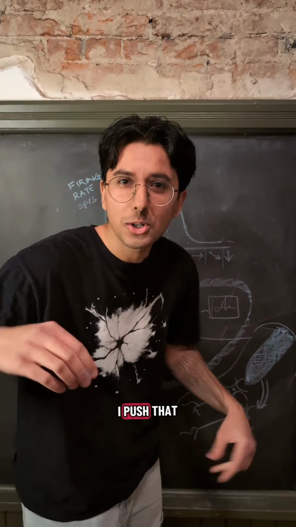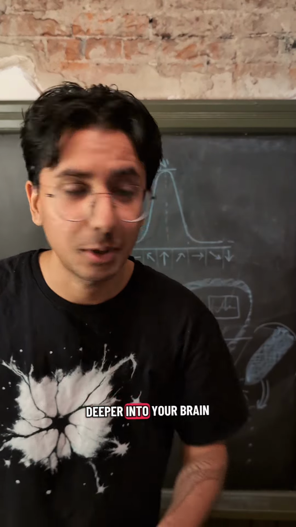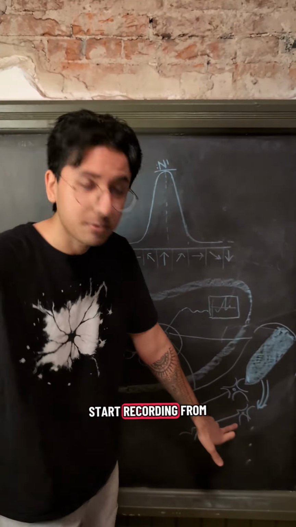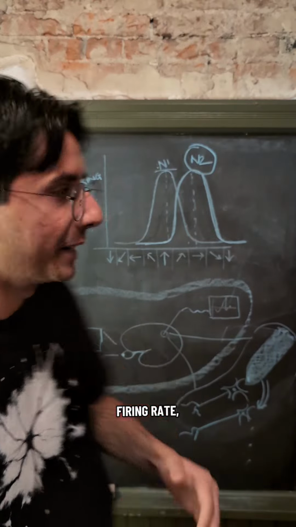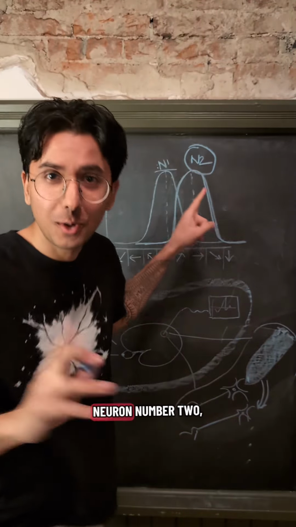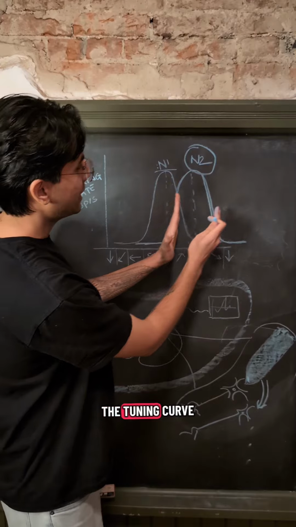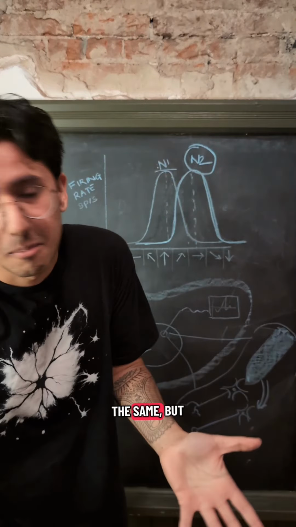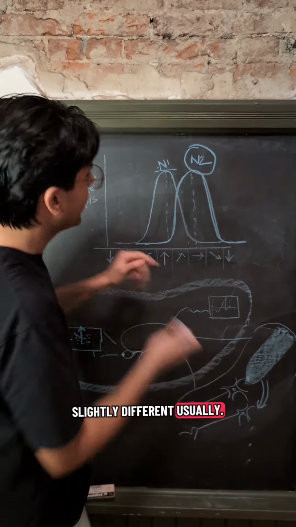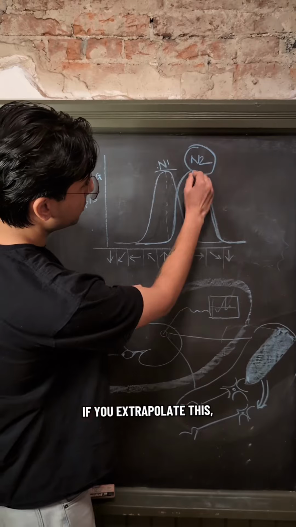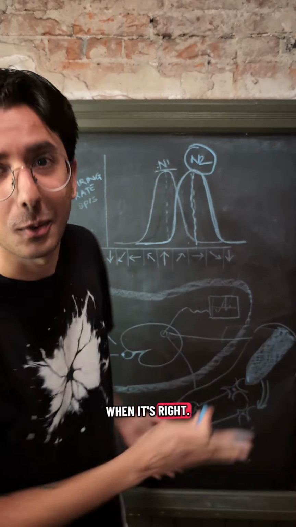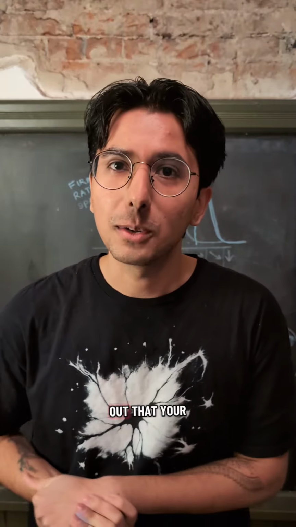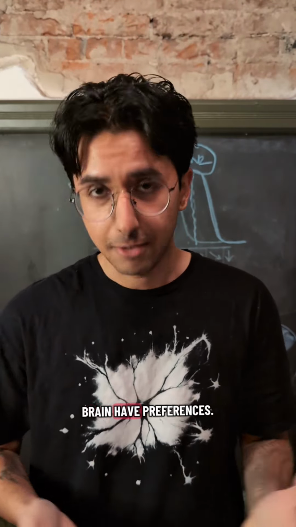Now let's say I push that needle a bit deeper into your brain and then I start recording from this neighboring neuron instead. And then if I plot its firing rate, what you'll find is that for neuron number 2, the tuning curve is slightly different. It can be the same, but it will be slightly different usually. And over here, if you extrapolate, this neuron really likes motion when it's rightward. And that is how we figure out that the neurons in your brain have preferences.